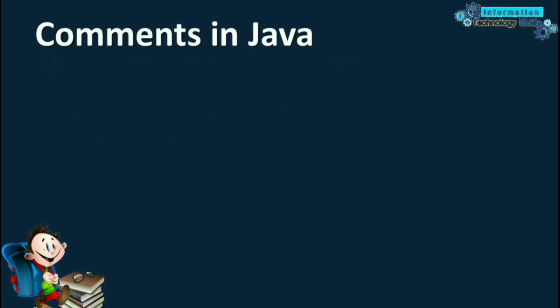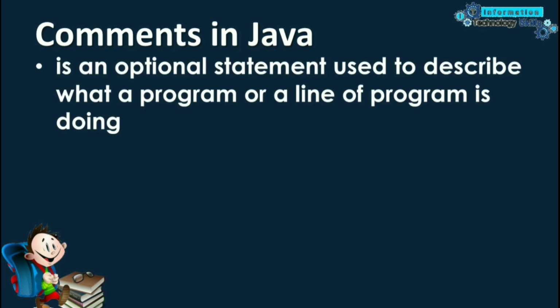Next, we're going to have the comments in Java. So, what are comments? It is an optional statement used to describe what a program or a line of program is doing. So that is what a comment means, guys. It's optional. It can be in the program, or it can be absent.